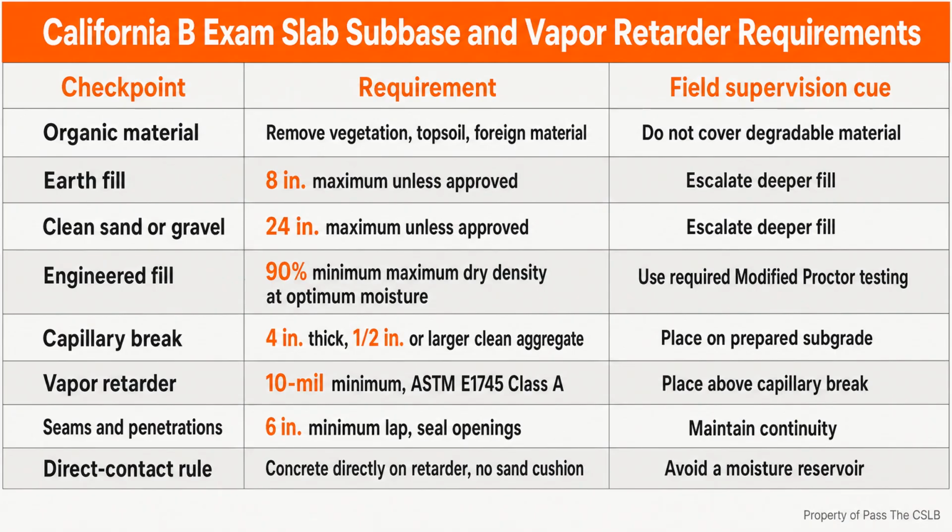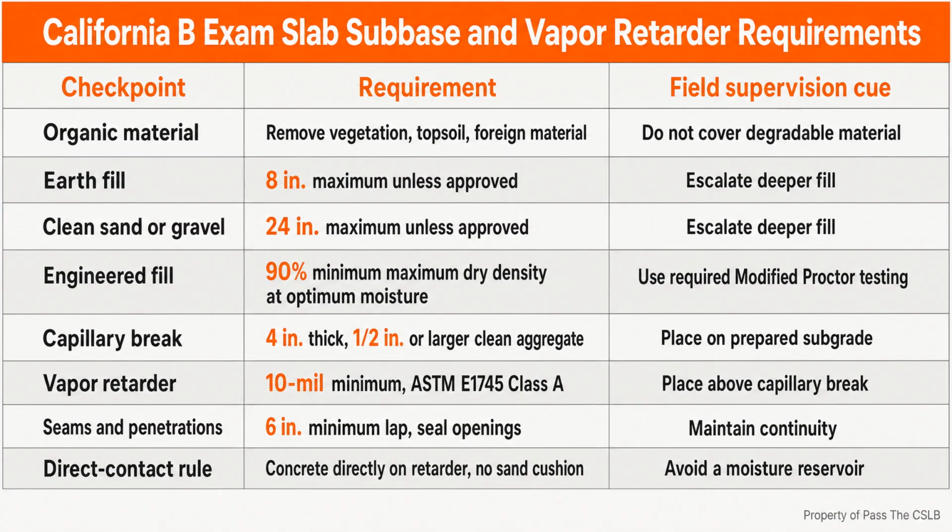Seal penetrations, and keep the retarder directly against the slab. The central distinction is worth repeating. Aggregate interrupts capillary liquid movement. The vapor retarder controls vapor diffusion. Neither layer substitutes for the other.